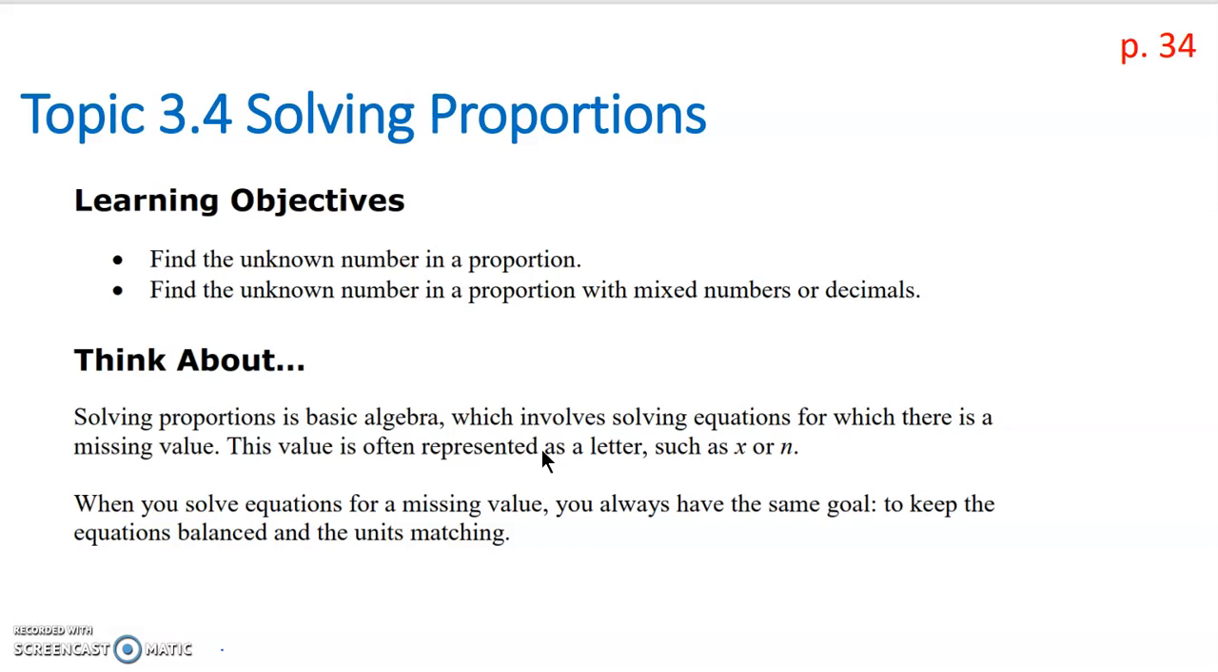We're going to solve an equation for which there's a missing value, and usually you'll see this expressed as x, sometimes n, but you can use any letter to show a missing value. The important thing to know when we solve equations is that we have a goal, and the goal is to keep the equation balanced. So we keep units matching, and in this lesson we don't have units, but in the future we will. And then we look for the balance, so we want what we do on one side of the equal sign to happen on the other side as well.